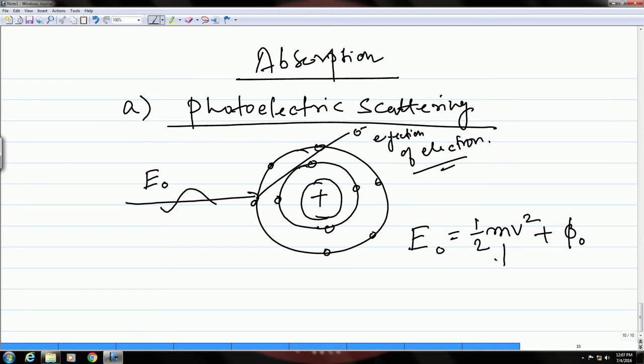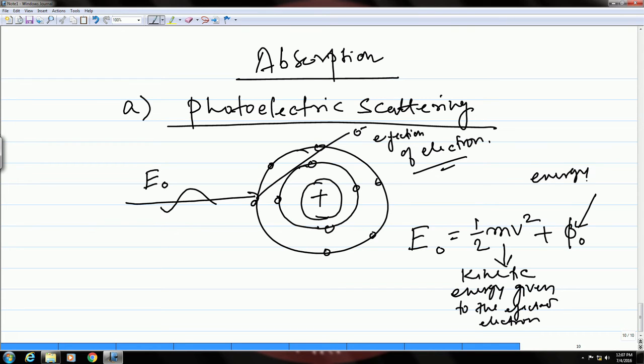this is the kinetic energy which is given to the electron when it is ejected from the outer shell of the atom. So, the electron will not only be ejected, it will also be given a kinetic energy because of the high energy X-ray photons. And this is the energy needed to eject the electron from the outer shell.